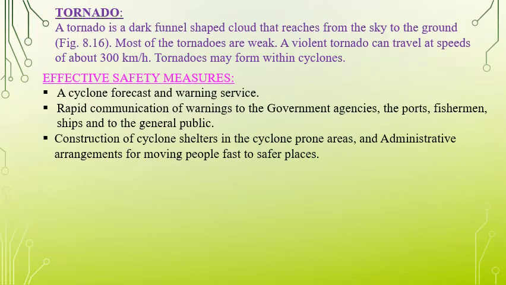Then we come to the effective safety measures for a cyclone. A cyclone forecast and warning system is important. Rapid communication of warnings to the government agencies, the ports, fishermen, ships, and to the general public. Construction of cyclone shelters in the cyclone-prone areas and administrative arrangements for moving people faster to safer places.